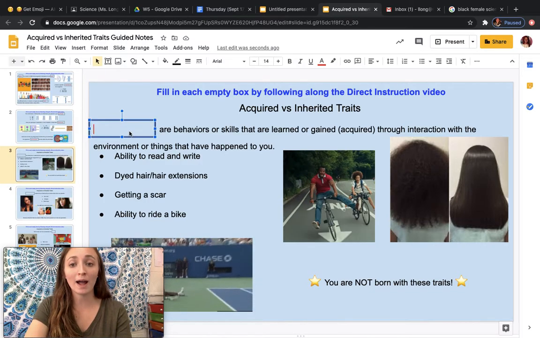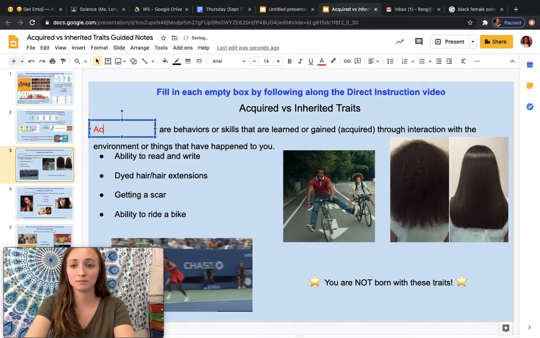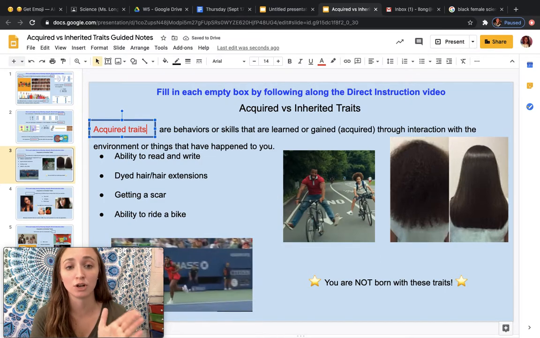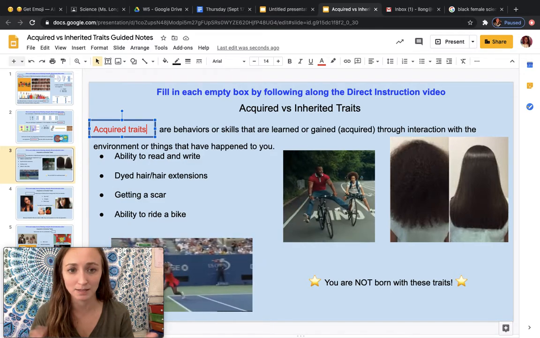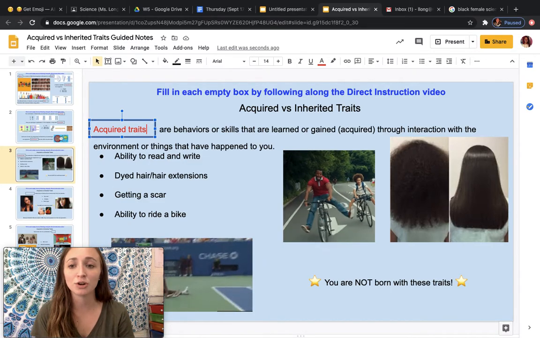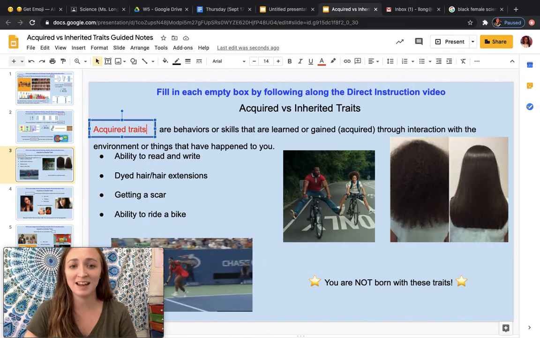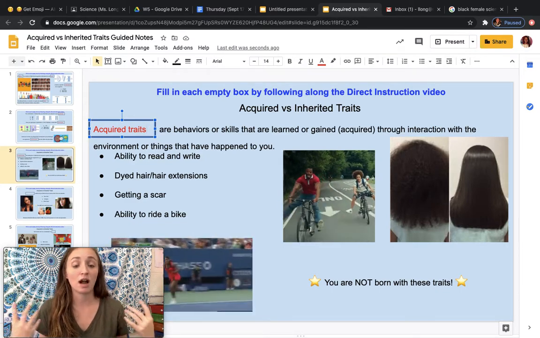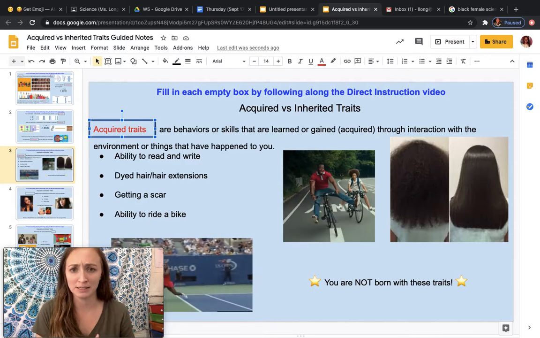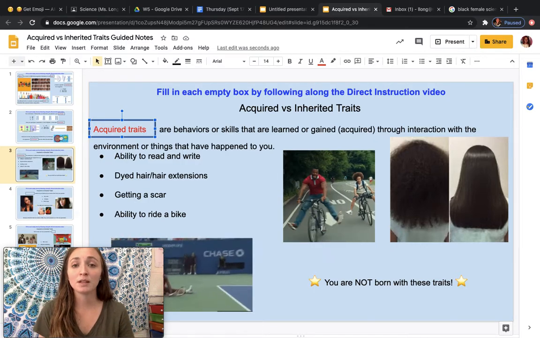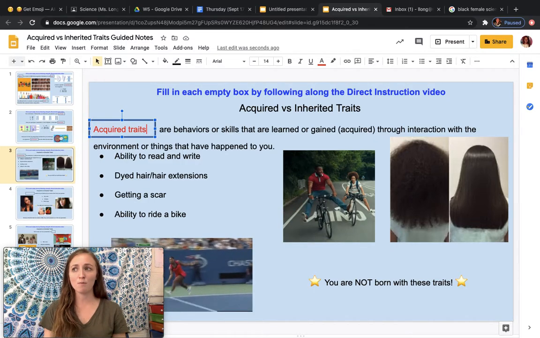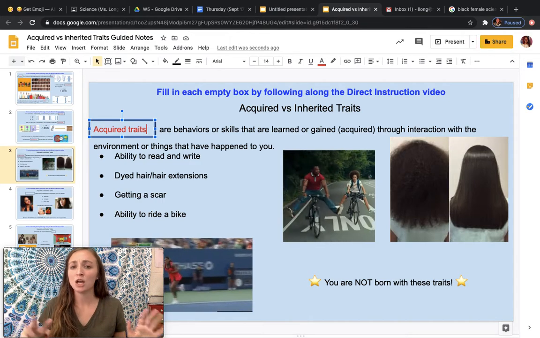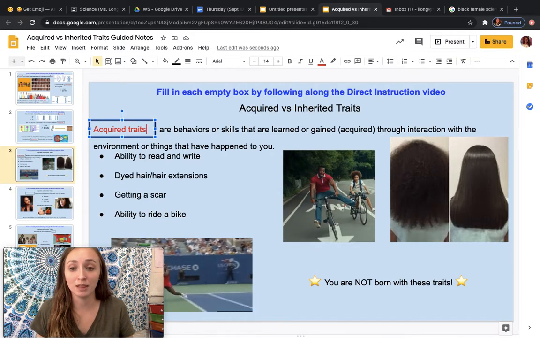So an acquired trait, those are behaviors or skills that are learned or gained, which is what acquired means. Acquired means to gain through interaction with the environment or things that have happened to you. So these are traits that you have because of either your upbringing or your experiences. So for example, your ability to read or write. You were not born being able to read, right? If you were, that'd be crazy. You had to learn that throughout your life.